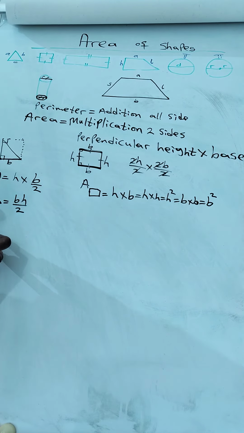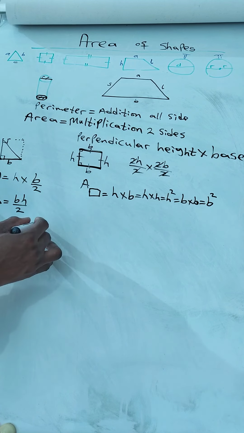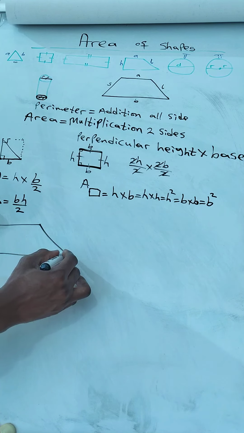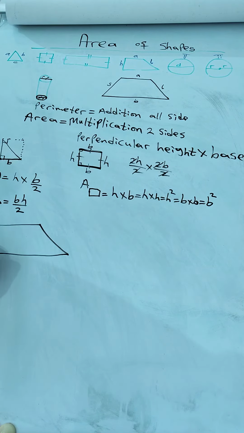Trapezium. This is a regular trapezium. Now, this is the trapezium. This is the height. This is a base. This is another base. This is the slanted height. Now, this is a base. That is, the trapezium can sit with this and also sit with this. So that means we already have two bases for this trapezium.